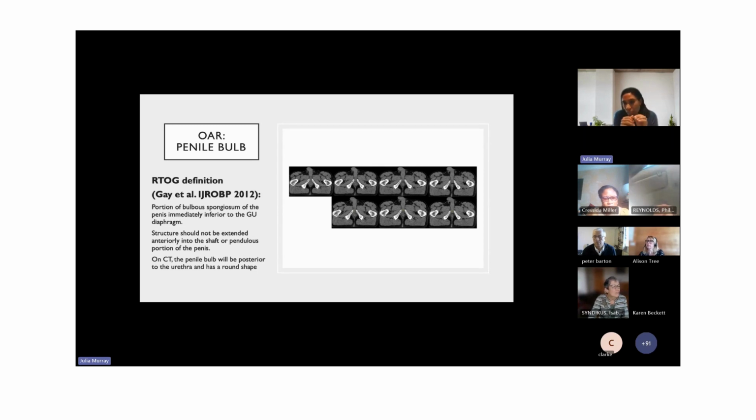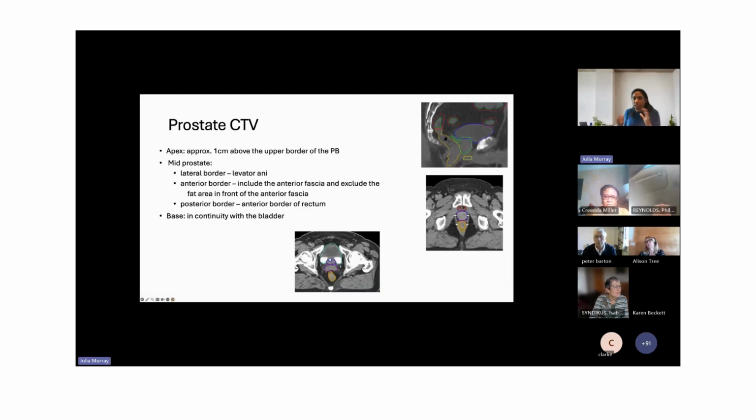The reason it's important to identify where the penile bulb is, is that if you're struggling to see where the apex is, you can use it as a rough guide as to where the apex should start. From studies that have been done, the prostatic apex, which is probably the most challenging bit of the prostate for contouring, is roughly 1 centimetre above the upper border of the penile bulb. However, if you've got an MRI at the time of planning, then please use that to identify the apex, because from studies you can see there's variation between MRI and CT.